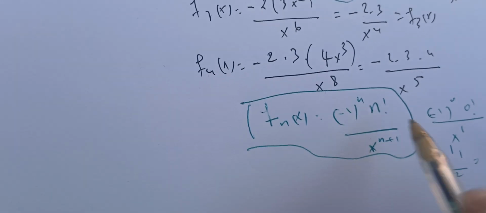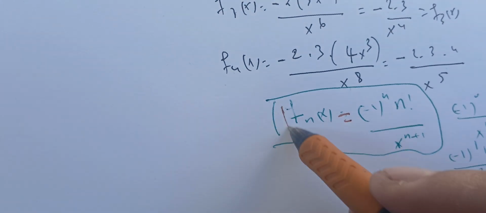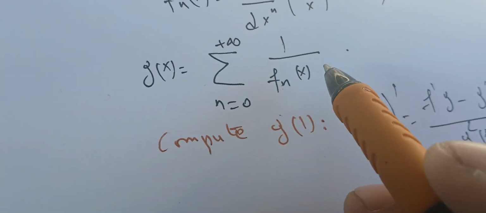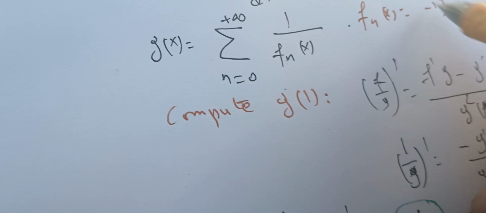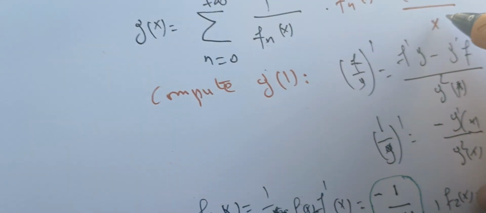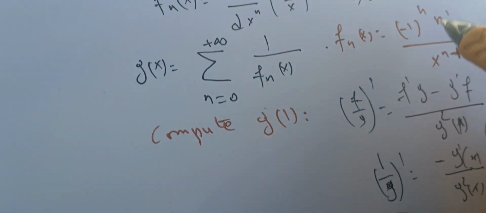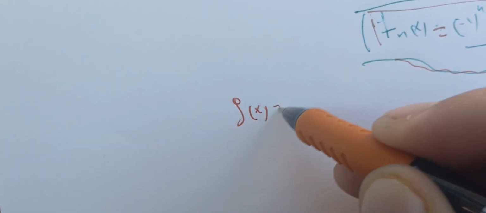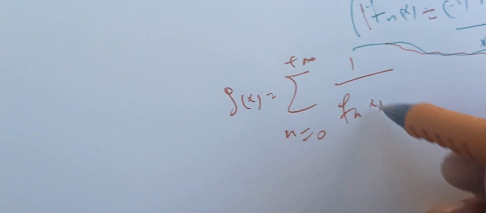This is true. So I can use induction. Okay? So now I can use induction and prove that this is the true formula that I need here. Okay? So this is the true formula. fn of x is minus 1 to the power n times n factorial over x to the power n plus 1. Use induction to prove this result. Now I'm going to use it here. So therefore, my g of x will be the sum n going from 0 to infinity of 1 over fn of x.